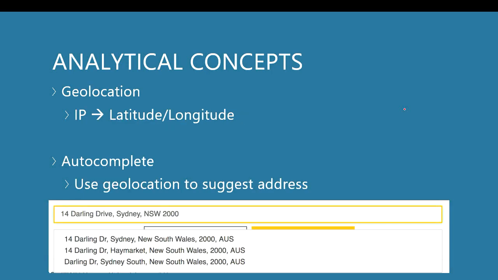Geolocation's another commonly used point. Sorry, we give an IP address, and we get a latitude and longitude. This could be used, say, for fraud. If a customer is connecting to your server, like on a web app, and they have an IP address in the US, and they're an Australian-based customer, that could send up a flag in your fraud system. But we can also use geolocation in autocomplete. If we are typing in a street address and we know our users are in Sydney, we can suggest Sydney addresses instead of anywhere else in the world.